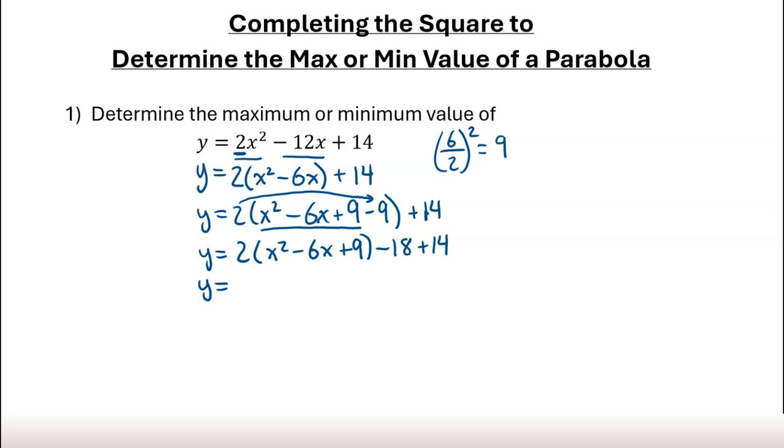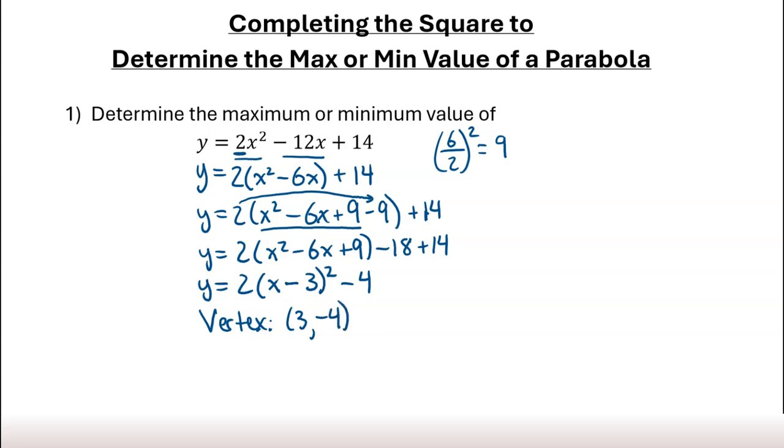And so this becomes y equals 2 times, this is a perfect square, so we take the square root of the x squared term, which gives me x, the square root of the 9, which gives me 3, and then the sign of the second term, which is a minus. And so it's x minus 3 squared minus 4. And so that means that the vertex in this case is going to be at (3, negative 4).